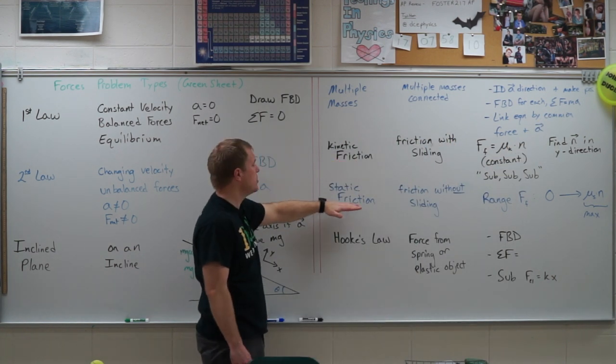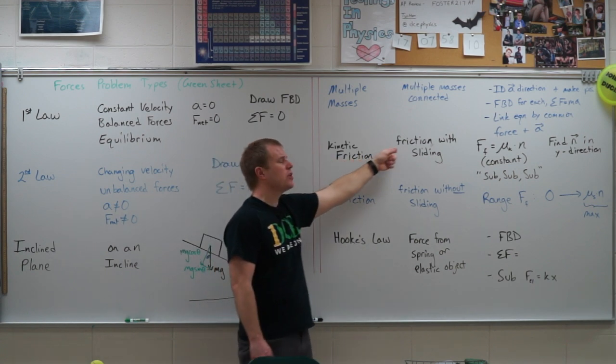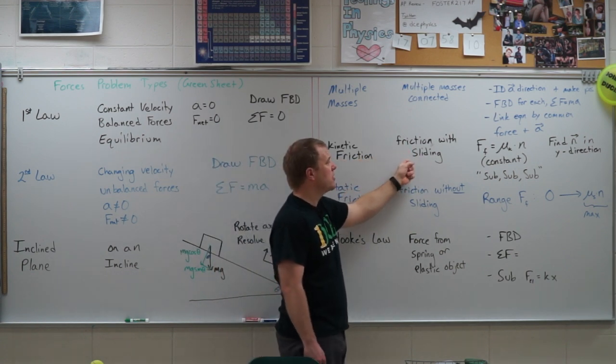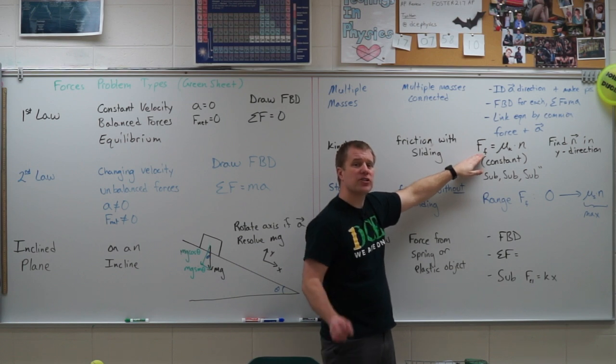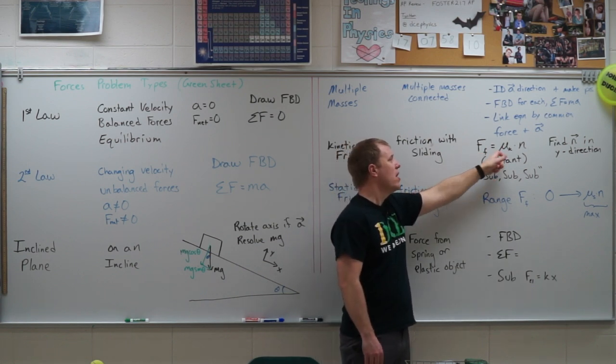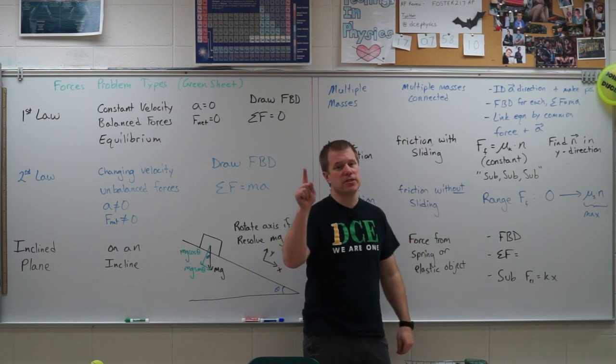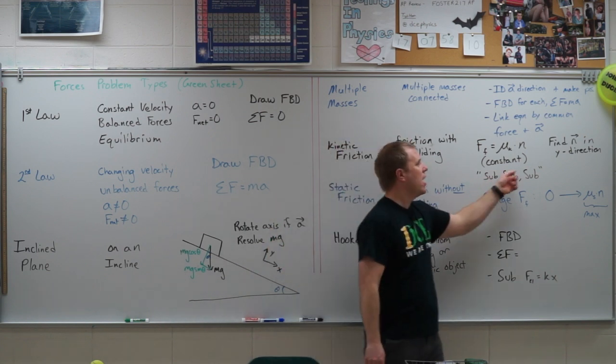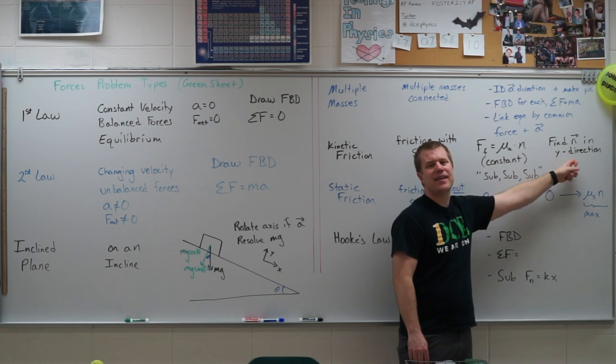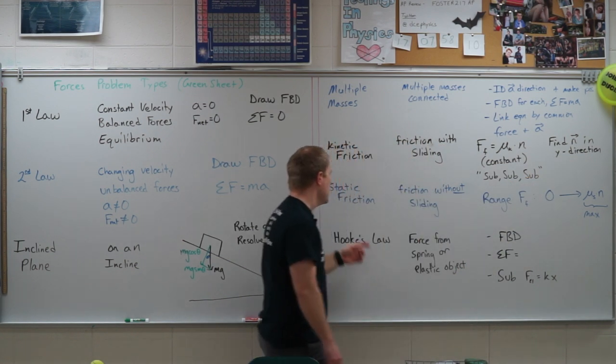Now there's two types of friction here. We have kinetic friction, that's friction with sliding. If you do have friction with sliding, that means the force of friction is a constant value of mu sub k times normal force. If you see that, remember the mantra: substitute, substitute, substitute. And if you do need to find the normal force, you can find that typically in the y direction.